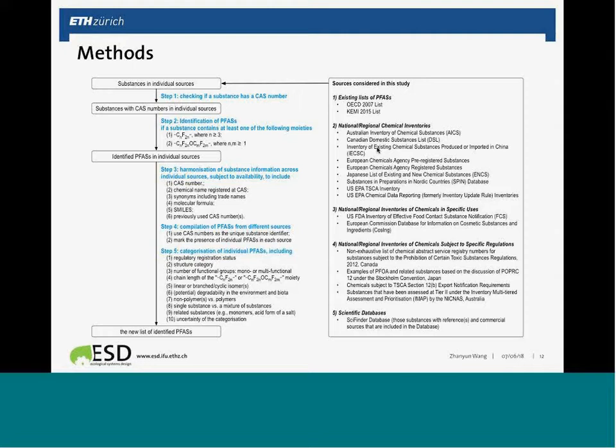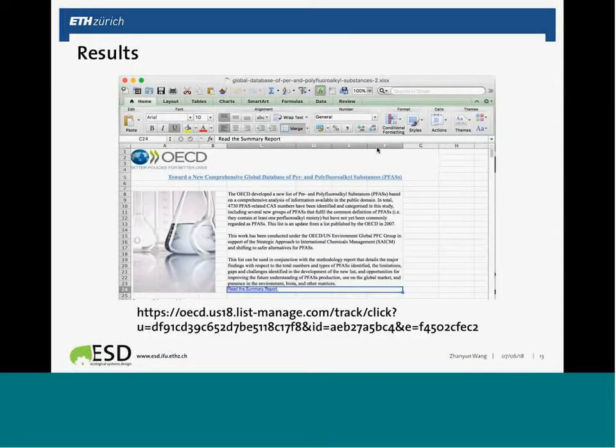For all the details about the individual sources, and also some of the categorization procedures, you will find them in the summary reports associated with the new list. Using this methodology, we developed the new OECD 2018 list. And here's a link to this list.